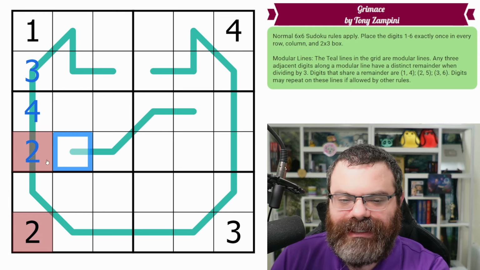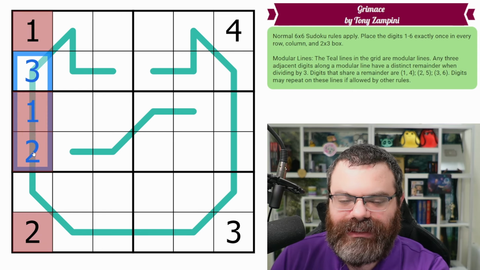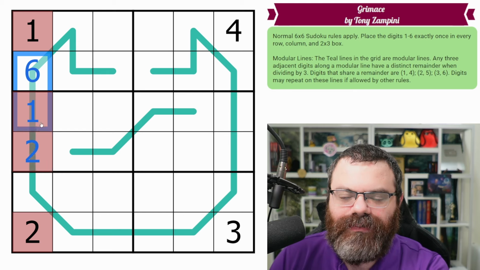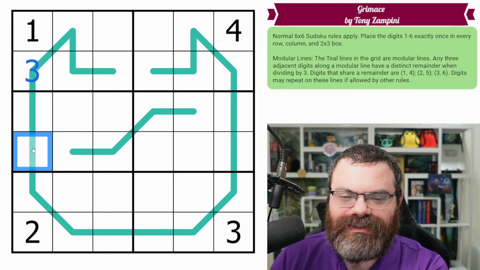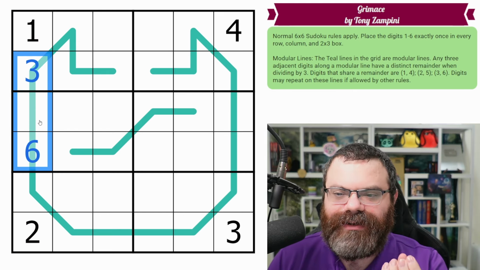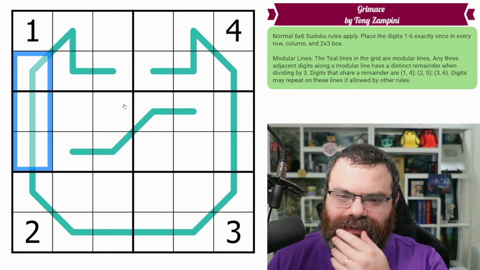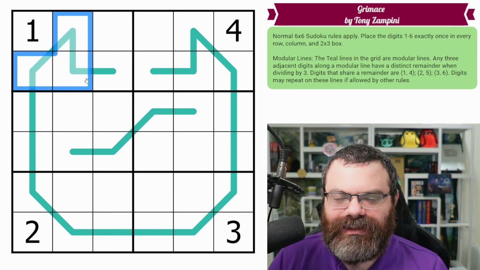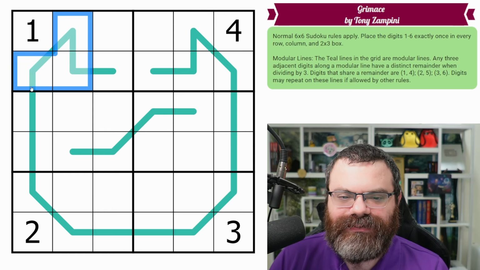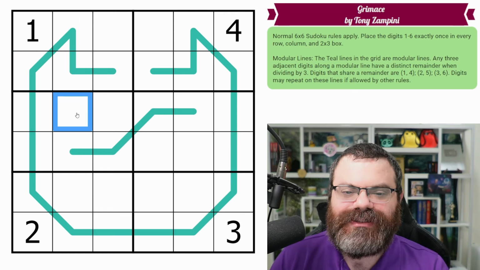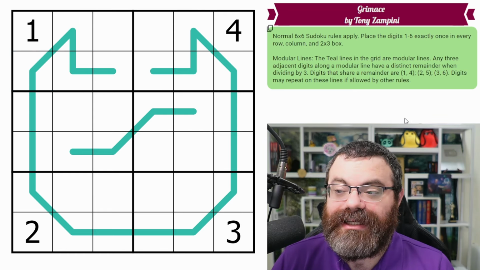But I could also do 3, 4, 2, or 3, 1, 2, or 6, 1, 2. What I can't do is 3 and 6 like this, or 3 and 6 like this, because this group of three would then not have one of each. And that's true of every group of three along the line. These three, and these three, and these three, and these three, etc. And that's it. Those are the rules.